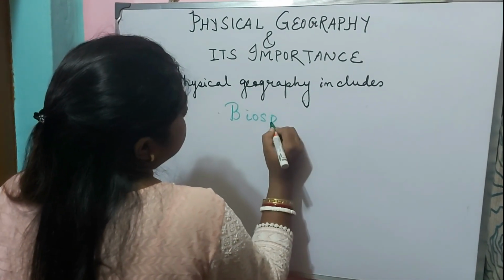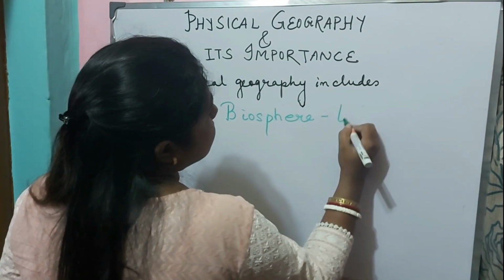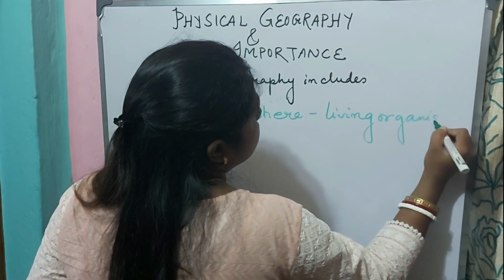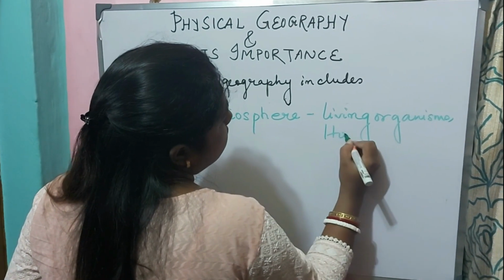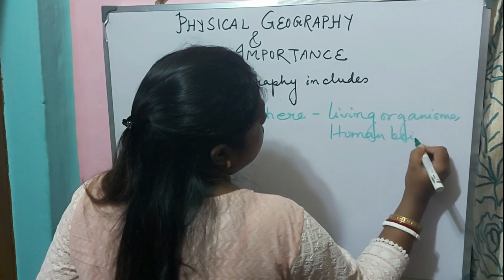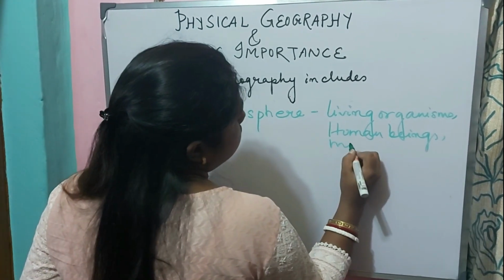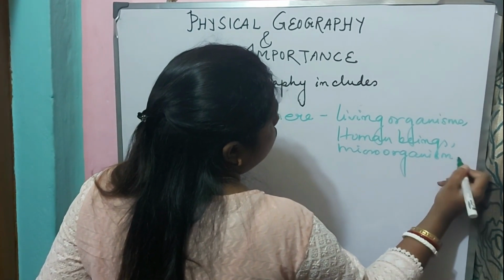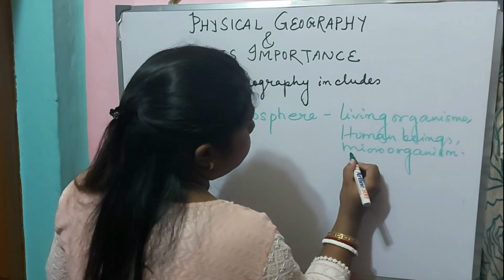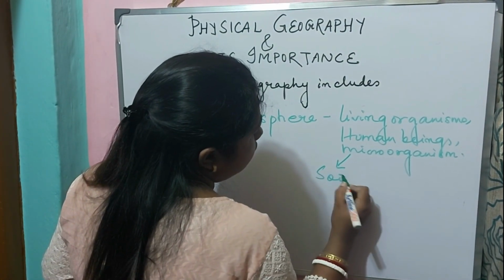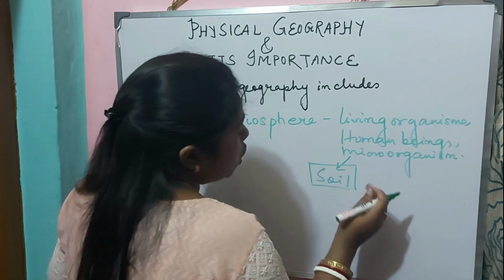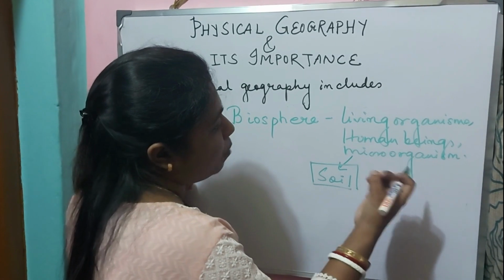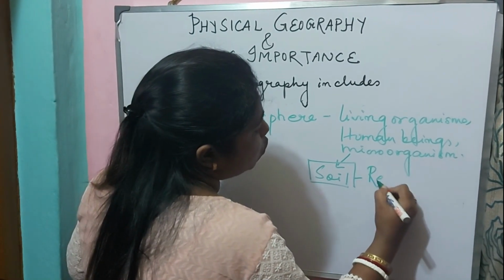Biosphere means living organisms, human beings, microorganisms, which are dependent mainly on soil. First, why? Because soil will provide the base for the living organisms, human beings or microorganisms. Soil is a renewable resource.